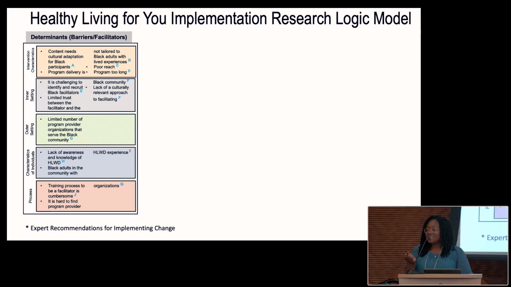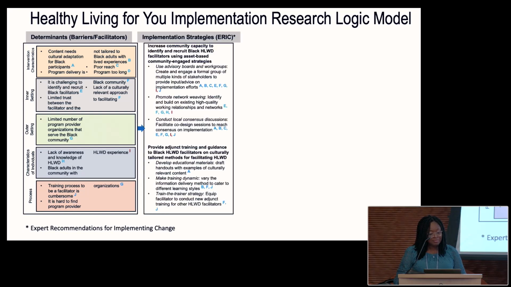The only facilitator that we identified was that there are people in the community that have actually participated in the program. How do we bring them back together to be facilitators? And so we knew that that was one facilitator we could leverage. Now, going to the implementation strategies, we used the ERIC strategies, and we had two. The two main strategies we had was increasing the community capacity to identify and recruit these facilitators using these asset-based community engaged strategies.